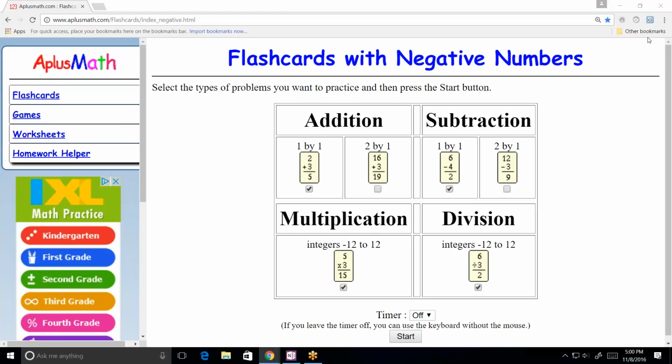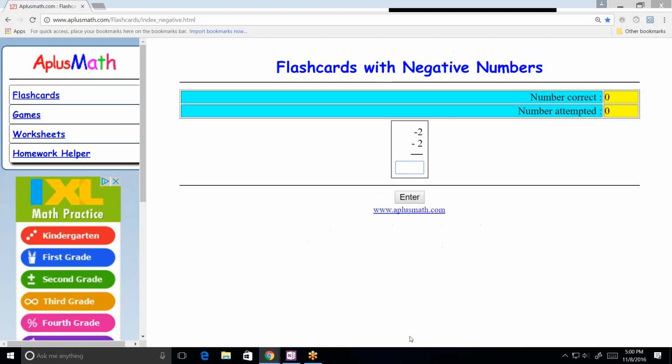Make sure you don't have a calculator in front of you. I don't. Sorry, I'm always getting confused by that. Is that a -2 minus 2? Yes. Okay, so then that would be -4. Okay, cool.